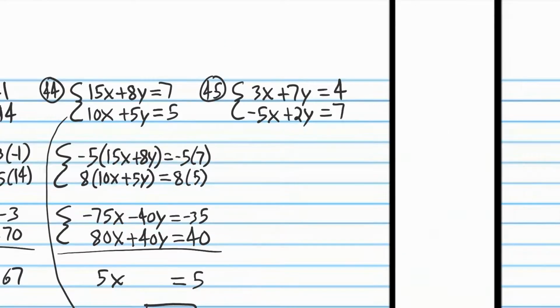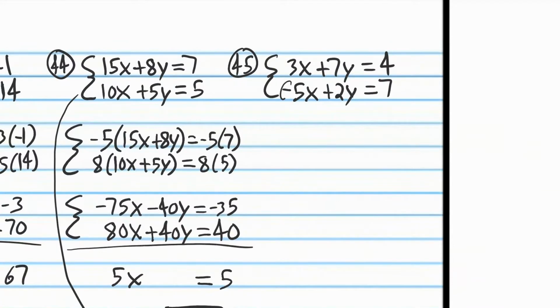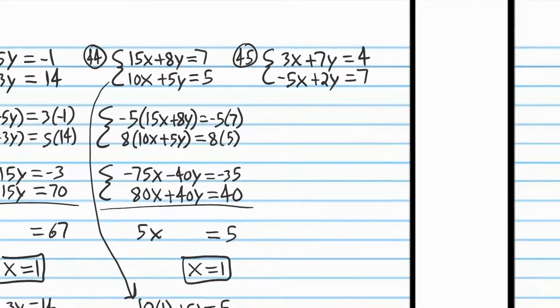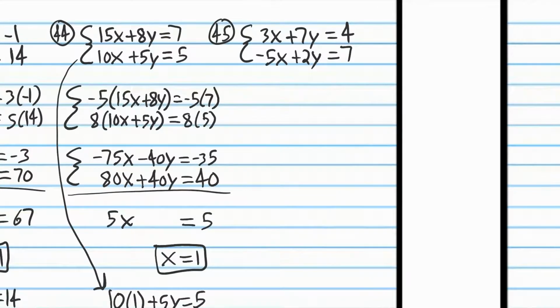All right, so you can do it any way you want, but because we have a negative here, I'm going to eliminate the x's. So if you want to do it the way I'm doing it, go ahead and eliminate the x's, but you can eliminate the y's, and we'll see if we get the same answer. It's up to you. Try number 45, and when you come back, we'll do it together.